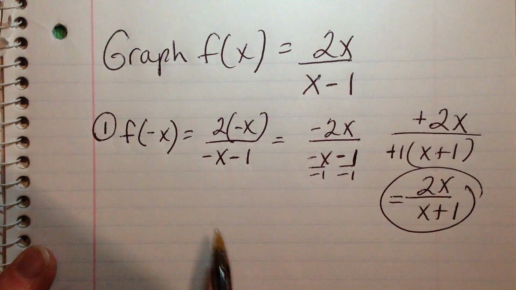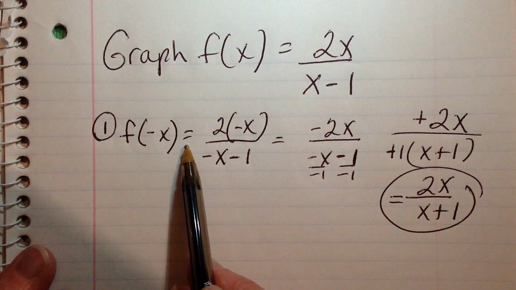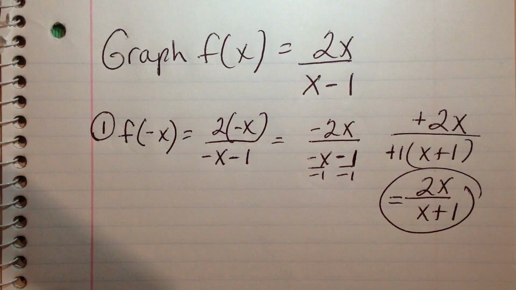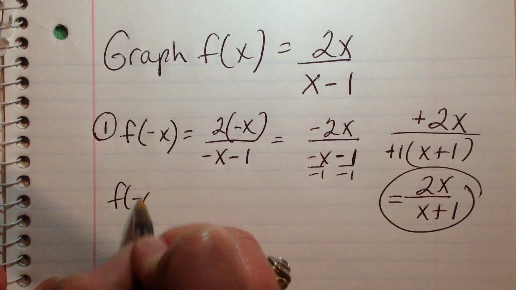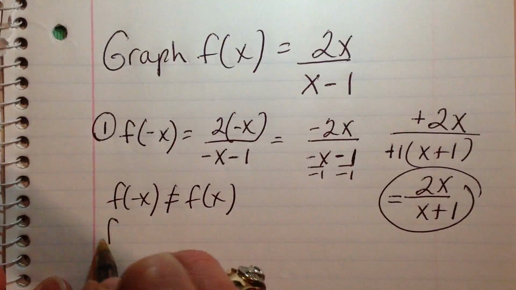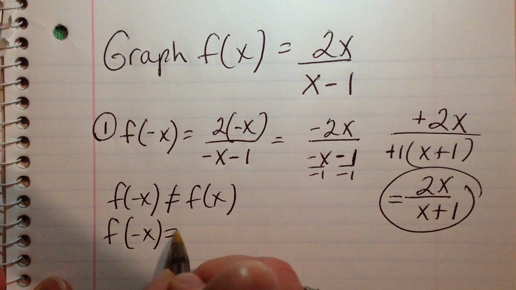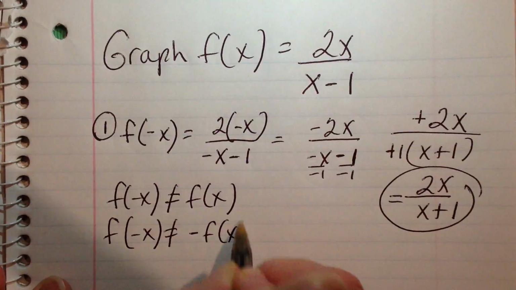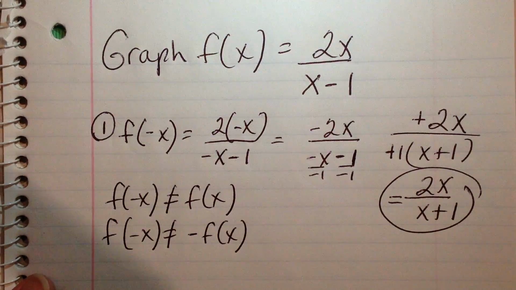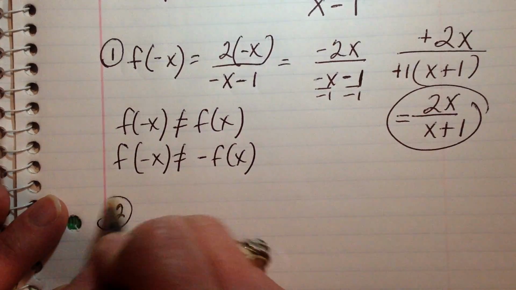So since f of negative x does not equal f of x, and f of negative x does not equal the negative of f of x either, the graph has neither y-axis nor origin symmetry. So therefore, I do not have y-axis symmetry nor origin symmetry. Okay? So step number 2.